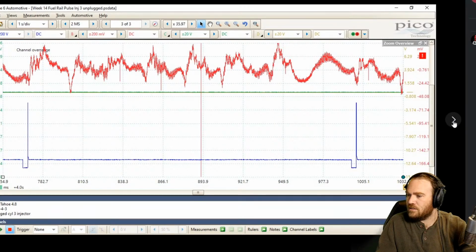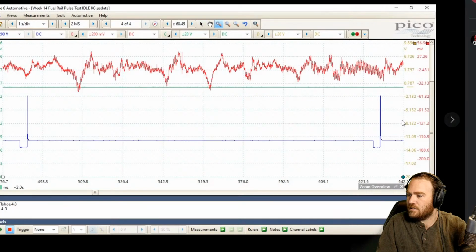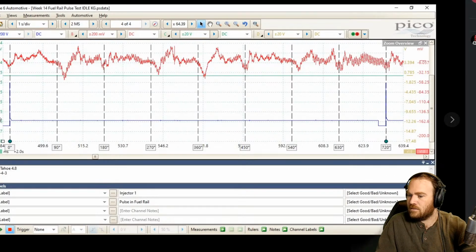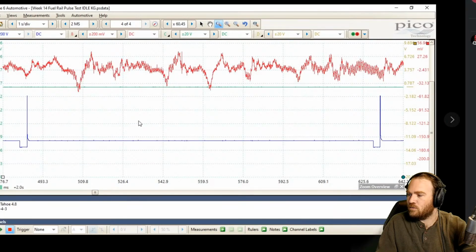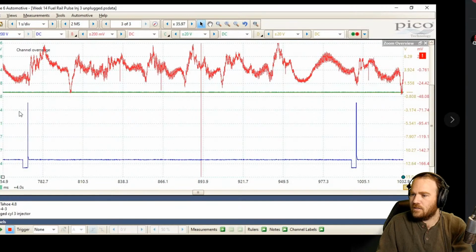That's without the markers. And then let's see. I think this one, was this the one with it unplugged? No, that's a known good. So here's the one with an injector unplugged. So injector number 3 is unplugged, and the waveform doesn't look that much different than what we had before.